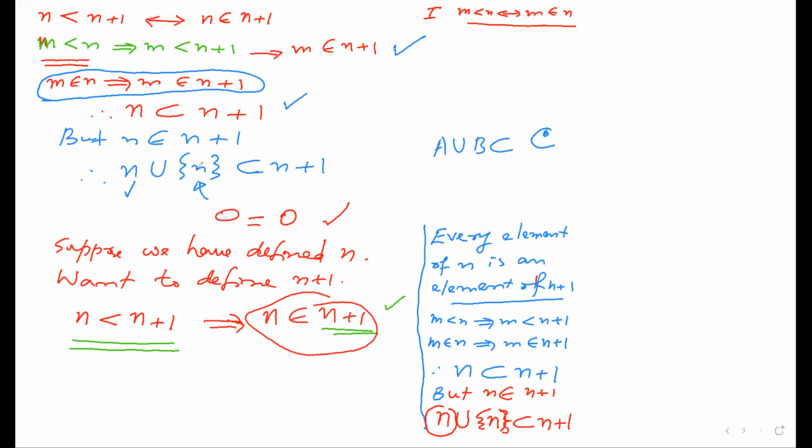What are the elements of this? It has only one element, N. And we know that N is contained in N plus 1. Done. So this set is a subset of N plus 1 already. That is why we left it for the last. It has only one element. Is N contained in N plus 1? Yes. So this is true. Good. Now we can continue.